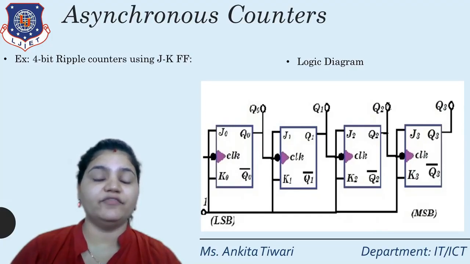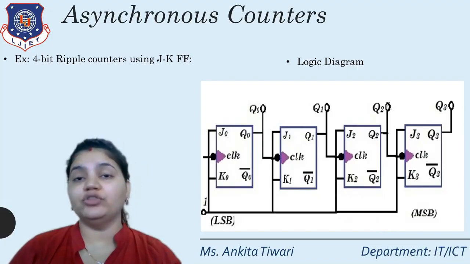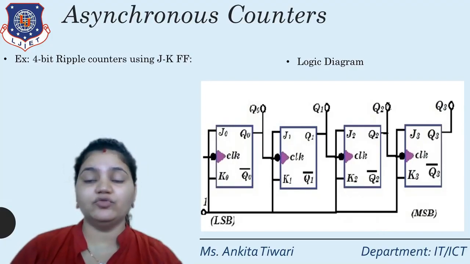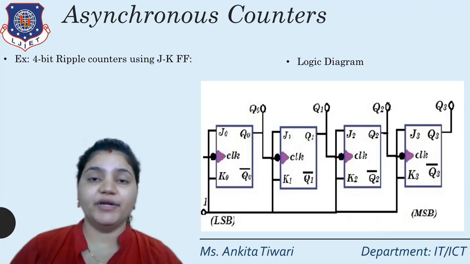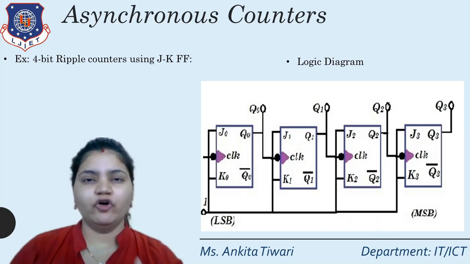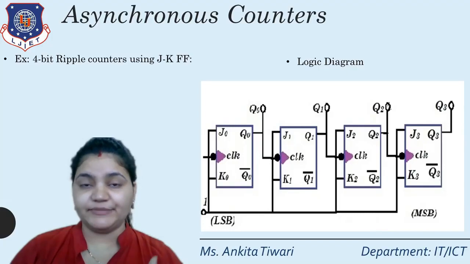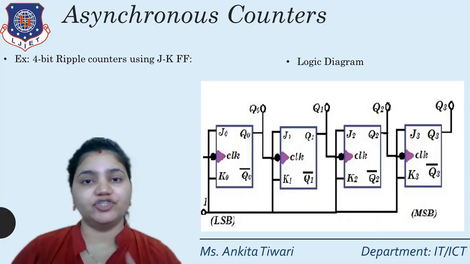If we are talking about the third flip-flop, it is dependent on the Q1 part. When Q1 goes from 1 to 0, the flip-flop will change. If we are talking about the Q3 value, it is dependent on the Q2 value. When Q2 goes from 1 to 0, the next flip-flop is complemented. So this is the logic circuit of the 4-bit counter. Now, when we are talking about flip-flops, we know there are 4 types, but here I have taken an example of JK.